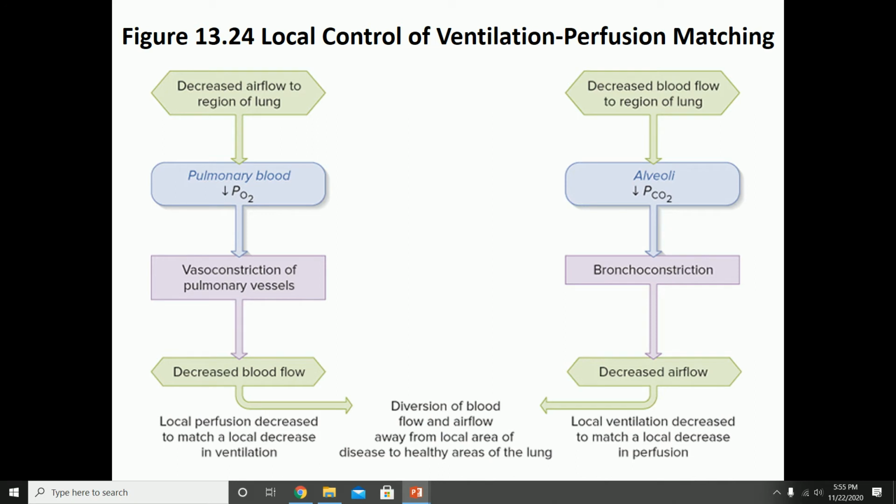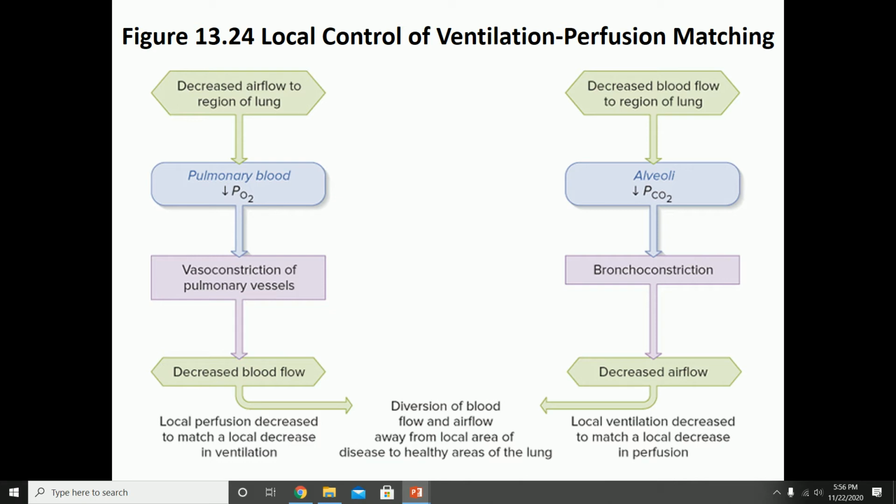Now, before we talk about these two different scenarios, I want to explain what ventilation perfusion matching means. Ventilation means the amount of air that is going in and out of the lungs, and that's obviously related to the patency of the bronchi and the health of the lungs. Now, perfusion refers to the amount of blood reaching the lungs, and that depends on the health of the blood vessels and the health of the capillaries.